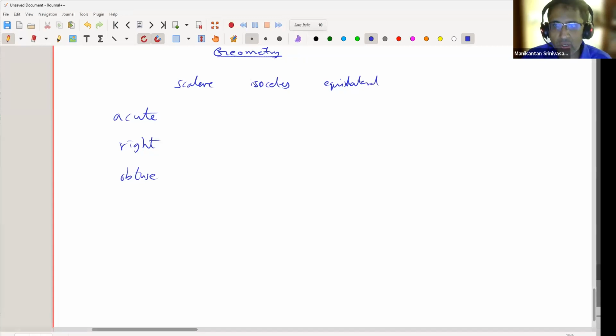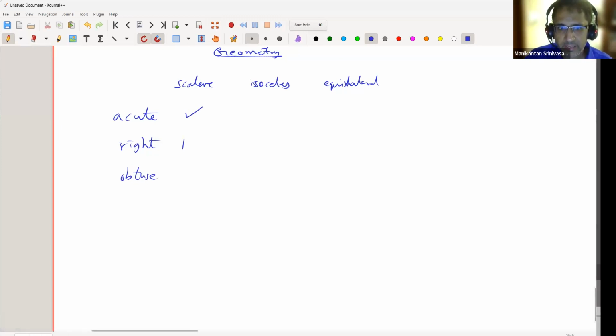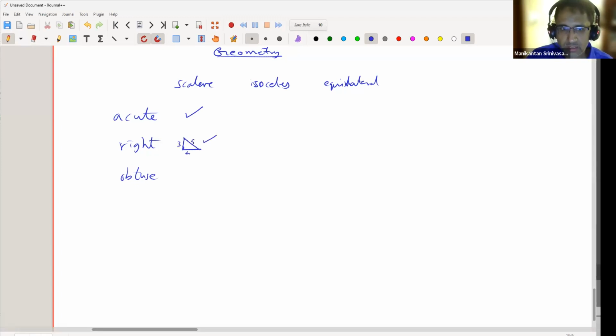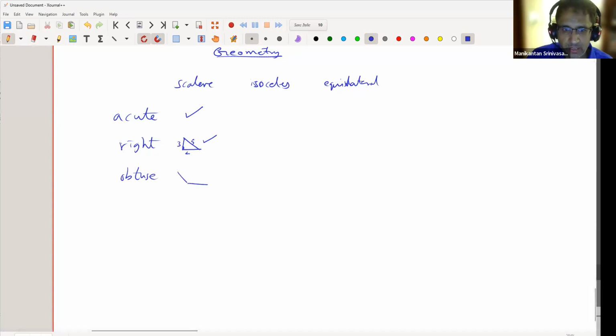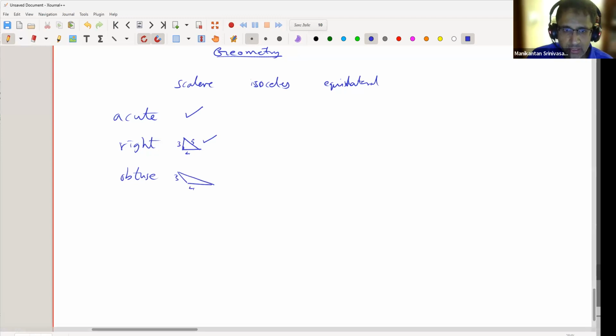Now not all combinations will be possible, right? Can a scalene triangle be acute? Yes, it can be a 50, 60, 70 degree triangle. So this is possible. Can a scalene triangle be right? Yes, we know a 3, 4, 5 is a typical right angle triangle. Can a scalene triangle be obtuse? Yes, very much possible. I can have an obtuse angle triangle where this is 3 and this is, let's say, 5 and this could be 6, for example. So this is also possible.